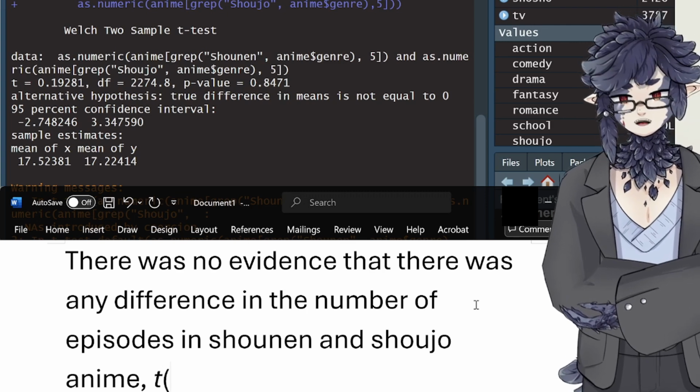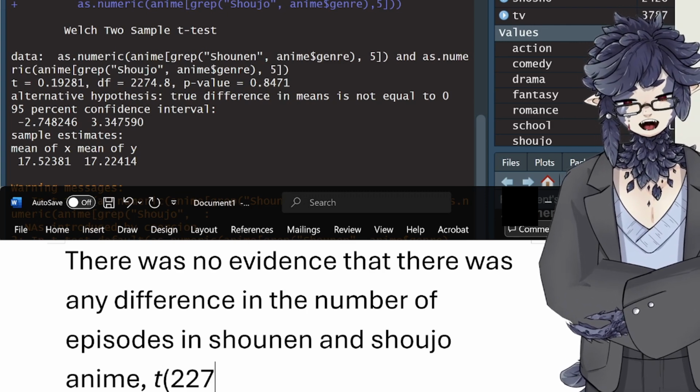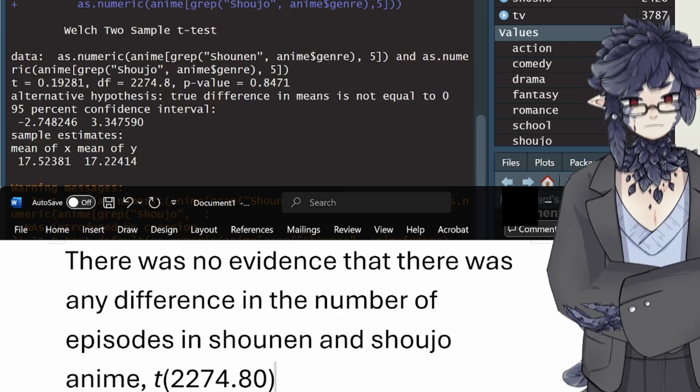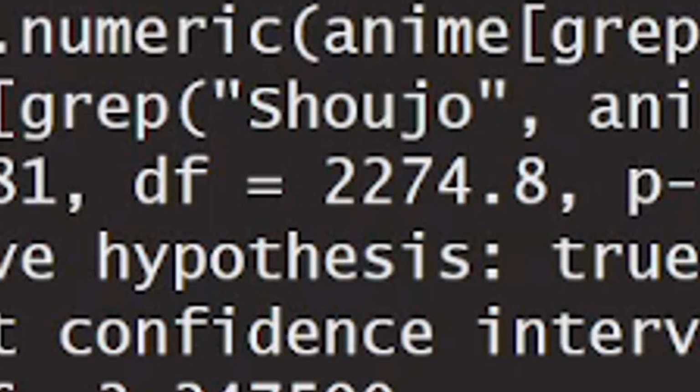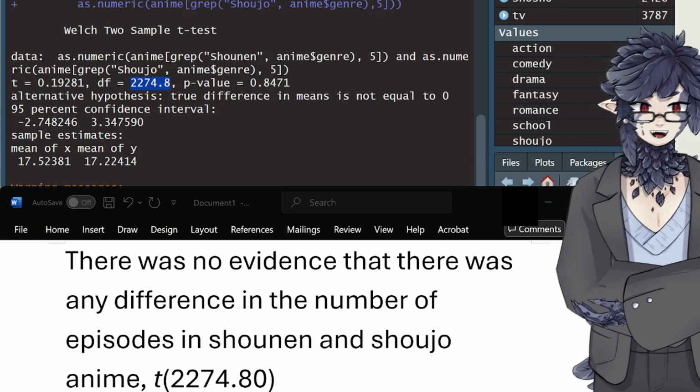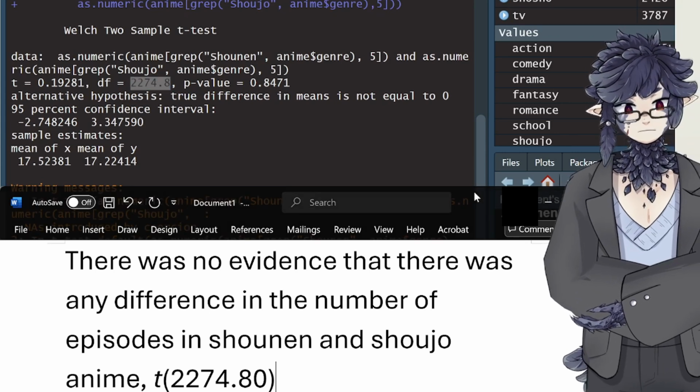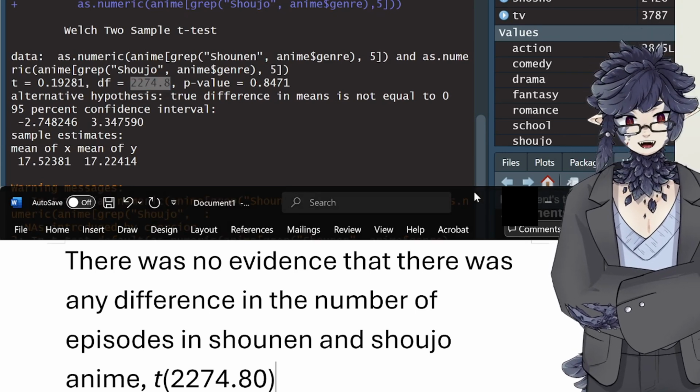Then I tell them my degrees of freedom, 2,274.80. Now, I know it only says 0.8 here, but APA style says that for most numbers, we should round them to 2 decimal places, if there are decimal places.